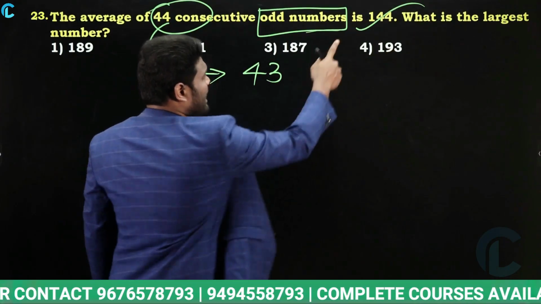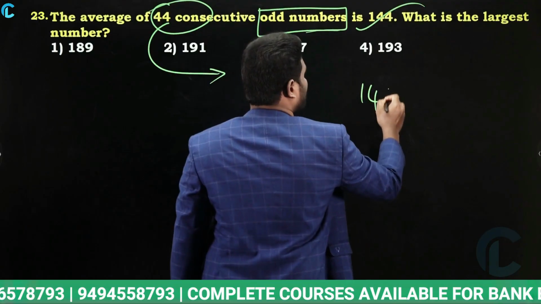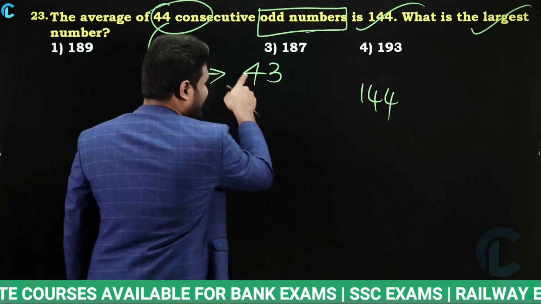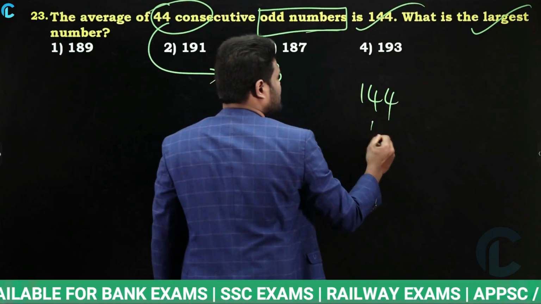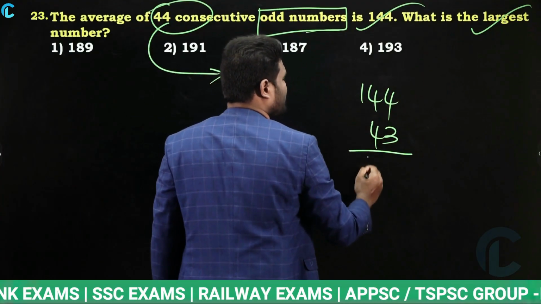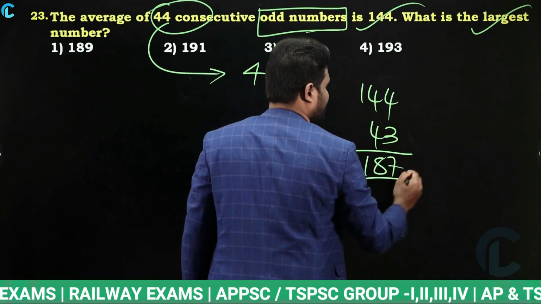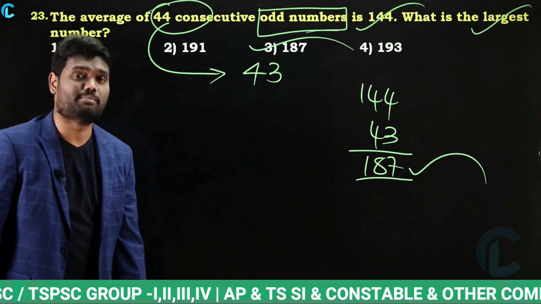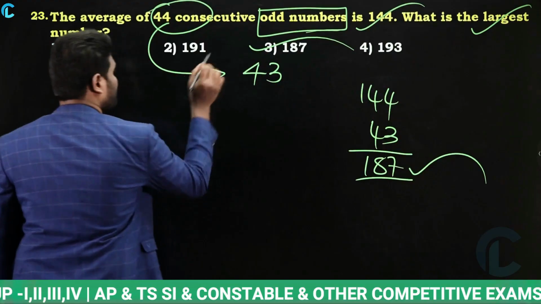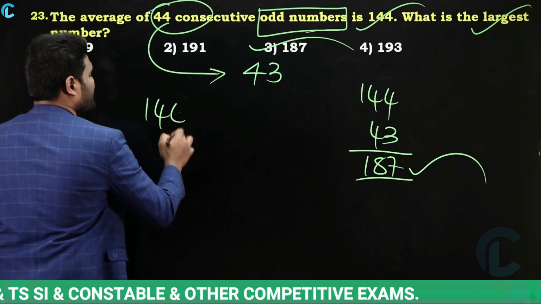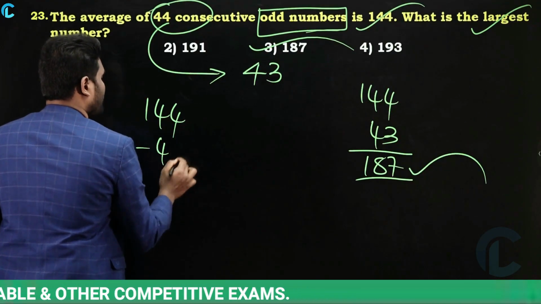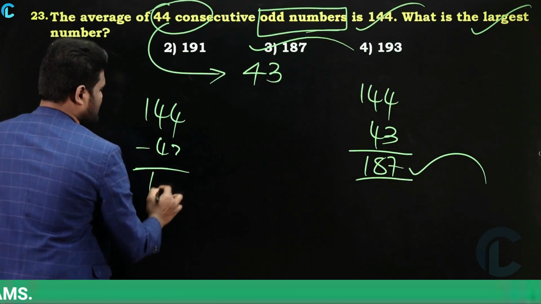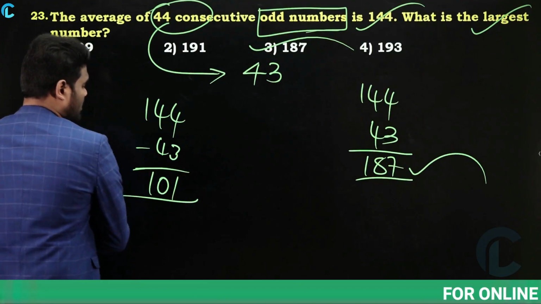That's it. So what is the average? The average is 144. They're asking what? The largest number. As it is the largest number, directly add it. 144 plus 43 is 187. So the highest number is nothing but 187. If they ask you the lowest number, what do you need to do? The average is 144. Subtract, minus 43. So the answer is going to be 101. So the lowest number is 101.